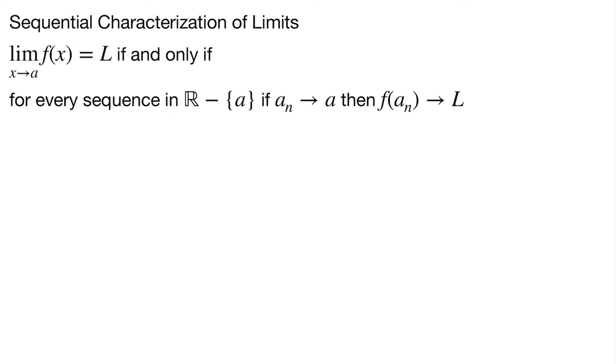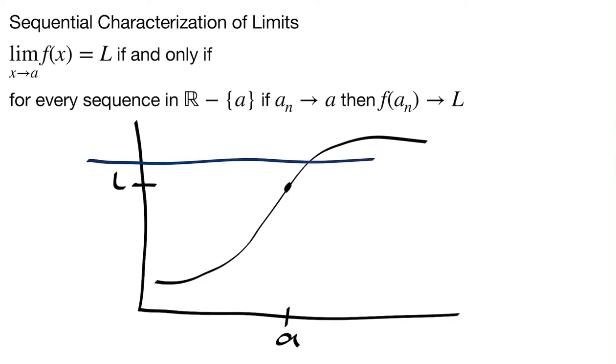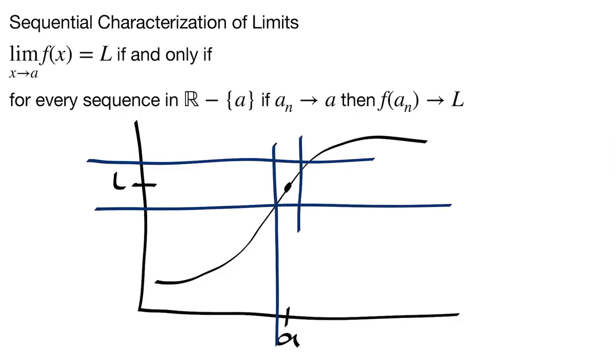So let's grab this picture again that we had just a second ago and see if we can make sense of what this is talking about. So we've got our A, and then I'll draw my picture. Maybe it looks something like that this time. And there's my A, and here's my L. And I've got my windows. So here's my epsilon window around L, and this would be my delta window around A.